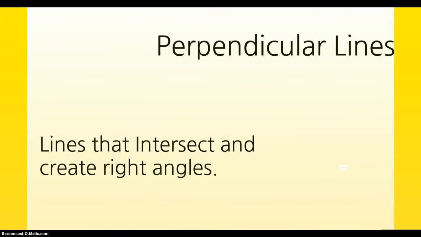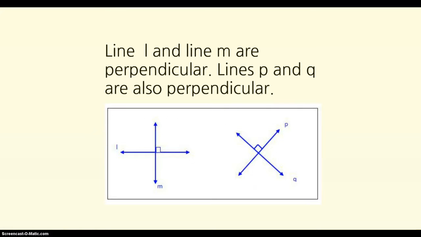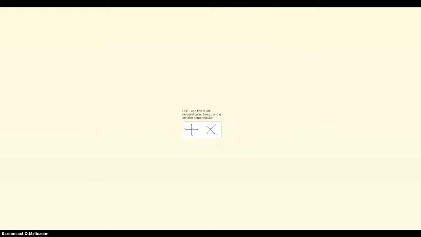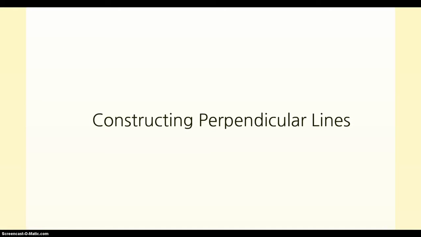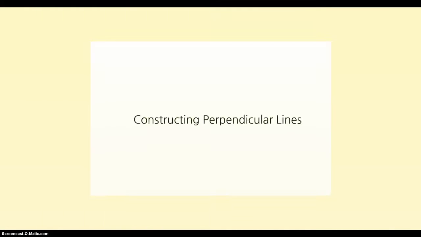Next is perpendicular lines. These are lines that intersect and create right angles. Line L and line M are both perpendicular to each other. Lines P and Q are also perpendicular, but only to each other. You can show that lines are perpendicular by using this symbol. This is how you construct perpendicular lines.